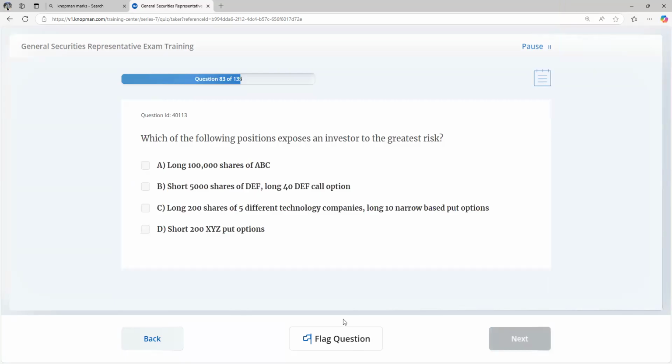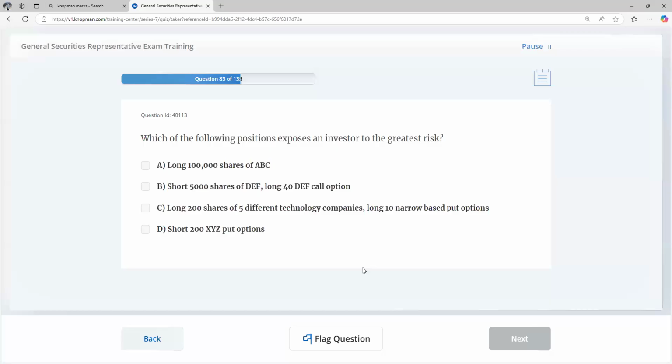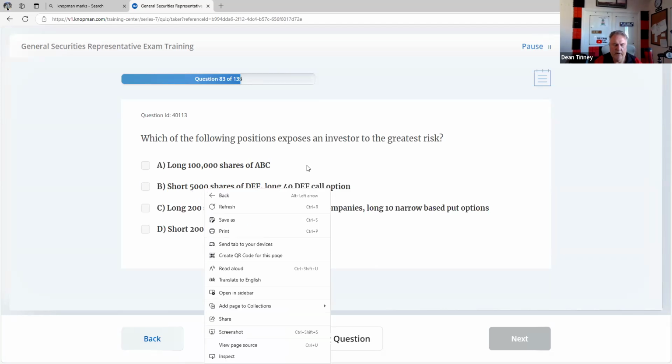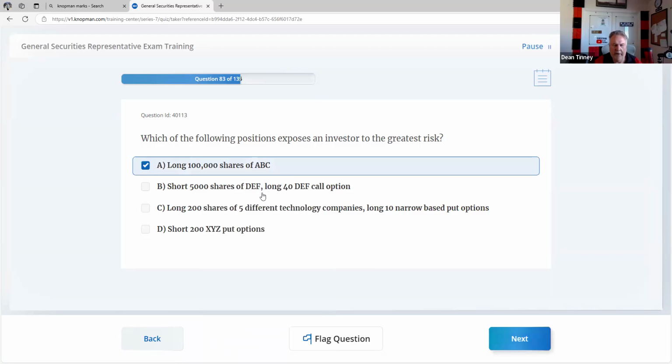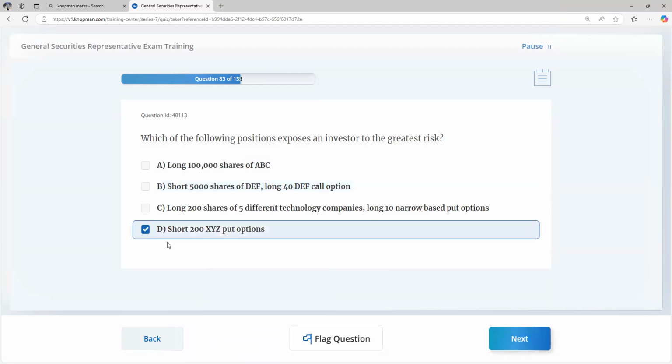Which of the following exposes the customer to the greatest risk? I like this one. Shorting a put. Long 100,000 shares of ABC. They don't give us the price. Short 5,000 shares of DEF. Long a 40 DEF call. Long 200 shares of 5 long puts. Short a put.